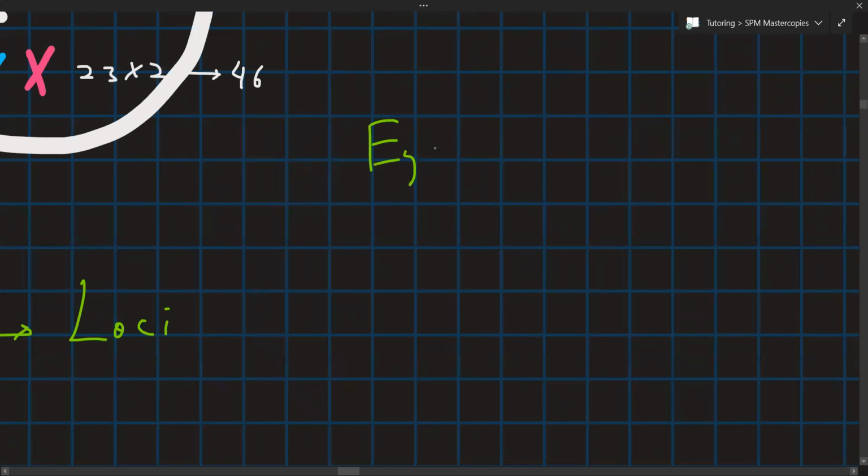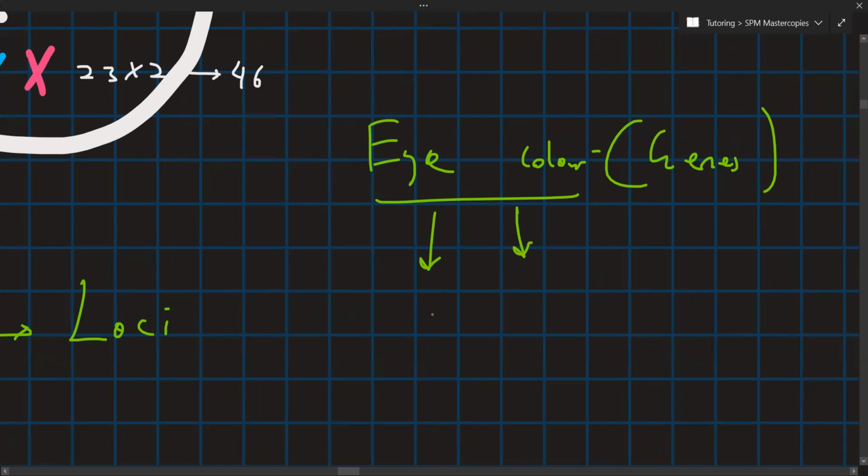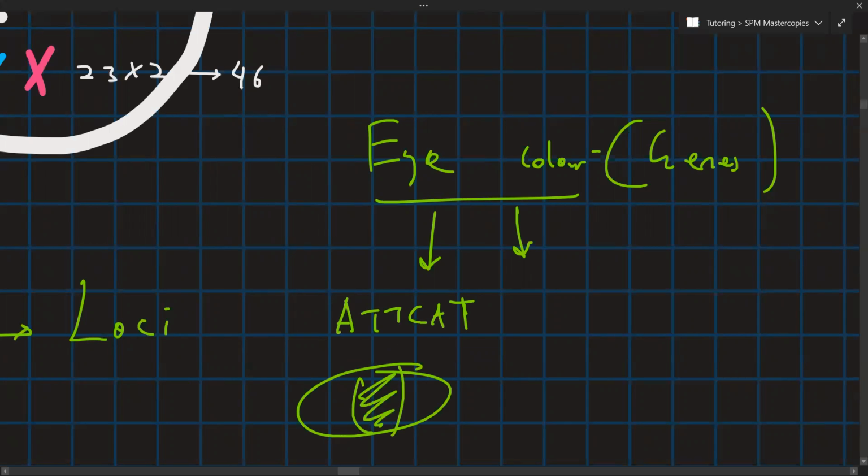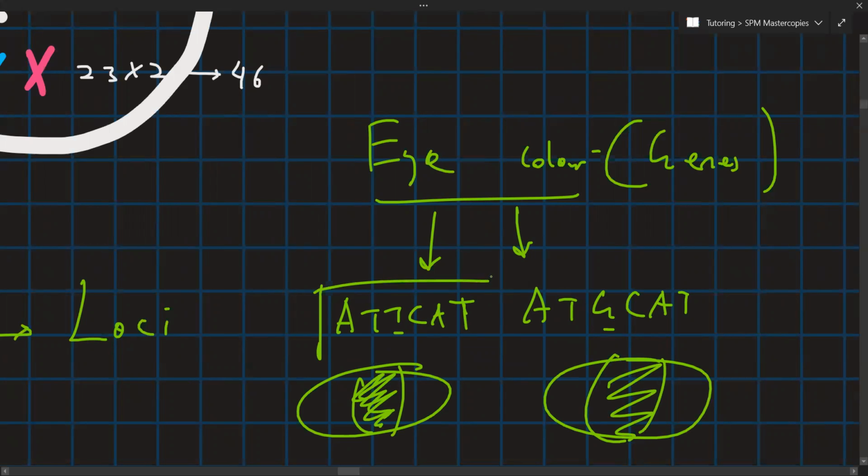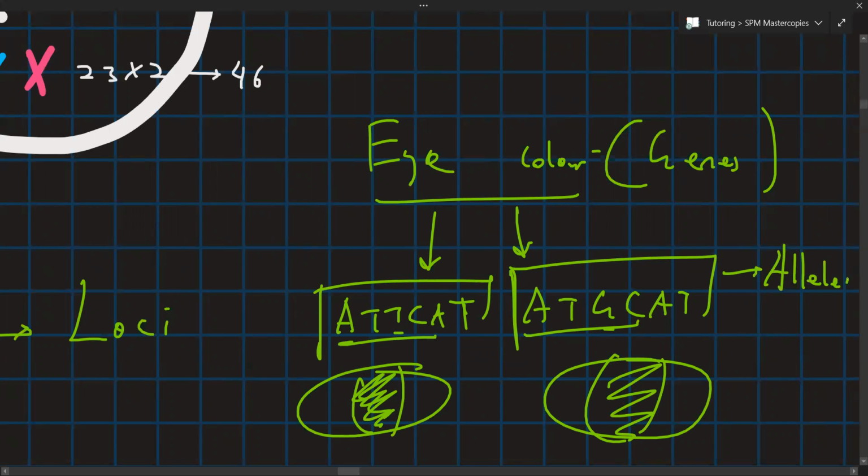So let's recap. We're talking about eye color. Eye color has genes. The genes can vary a bit. So different versions of the gene. So let's say I give A, T, T, C, C, A, T. Let's say this is the code for red eye color. I'm too lazy to color this red. Let's say A, T, G, C, A, T. We can see there's a one letter difference, a slight variation between these two codes for blue eye color. These different versions are called alleles. Okay?